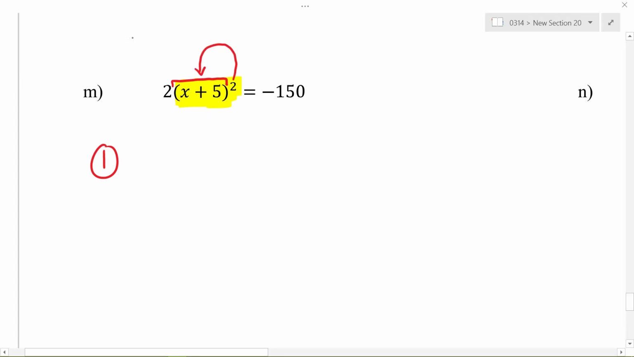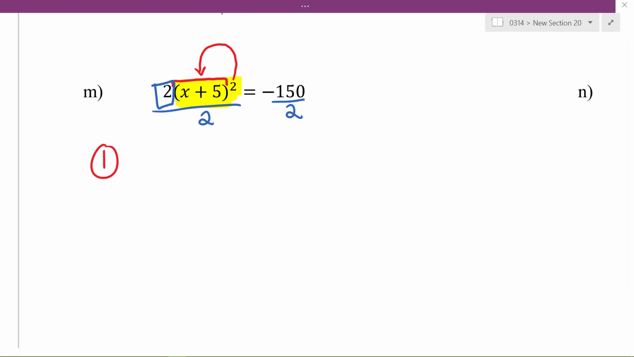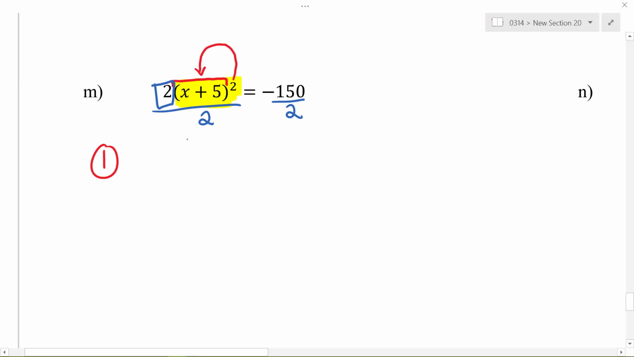What does it not apply to? It does not apply to the 2. So the 2 is not part of what's being squared. We need to get rid of that and we're going to move it to the other side. So I'm going to divide both sides of this equation by 2. Why am I doing division? Because that is being multiplied times the front of that parentheses. To undo multiplication, we do division. So I have x plus 5 quantity squared is equal to negative 150 divided by 2.